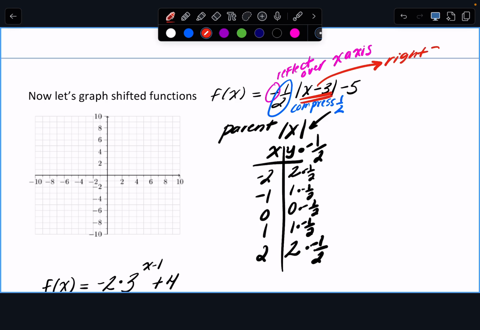Right 3. So you're going to say, I need to add 3 to my x's. If you're going right 3, you do have to add 3. The only thing that's opposite is in the equation. And then verbalize that transformation in purple? Down 5. So then you would say I'm at a -5.